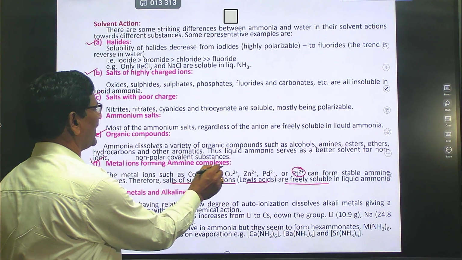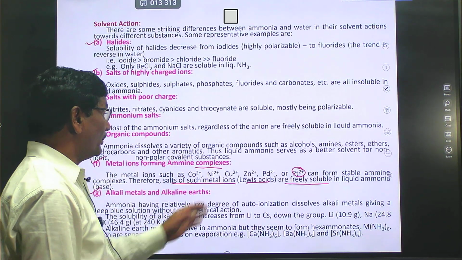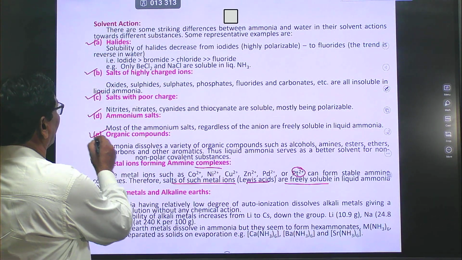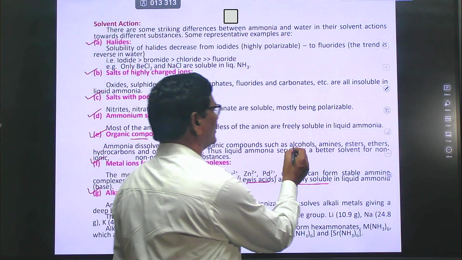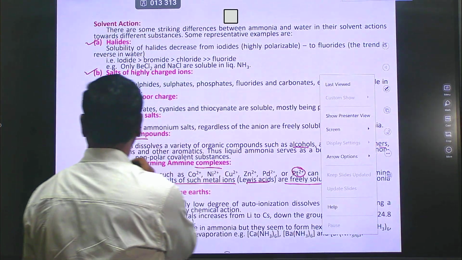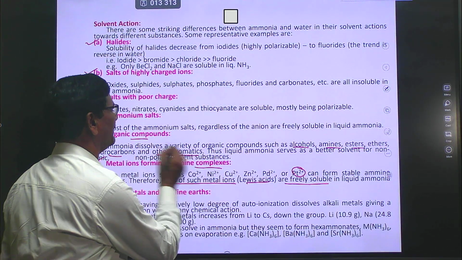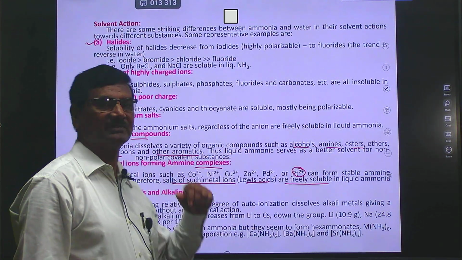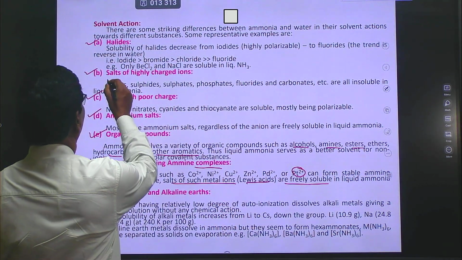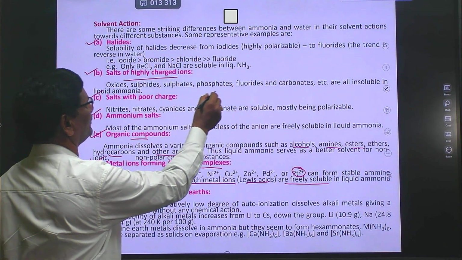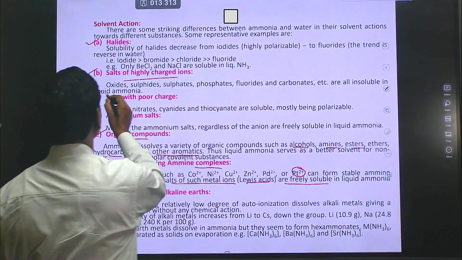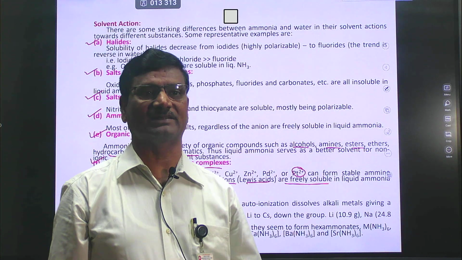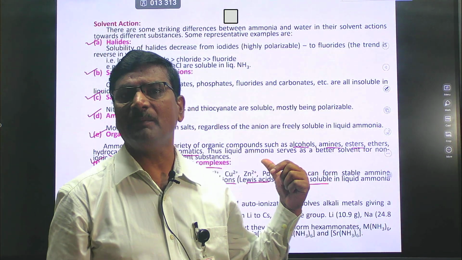That's why metal ions forming amine complexes are mostly soluble in liquid ammonia, while it is highly impossible for them to dissolve in liquid water. Then organic compounds like alcohols, amines, esters, ethers, hydrocarbons and other aromatic compounds dissolve because liquid ammonia serves as a better solvent for non-aqueous, non-polar covalent substances. Next, salts of highly charged ions like oxide, sulfide, sulfate, phosphate, fluoride and carbonate are all insoluble in liquid ammonia, but soluble in water. Where water cannot act, liquid ammonia plays a very important role.